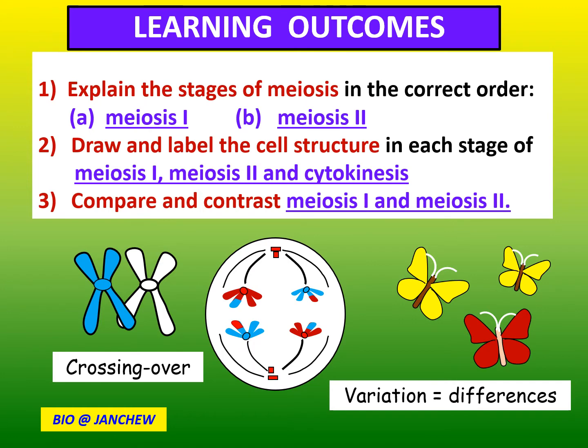The learning outcomes for this lesson are as follows. Firstly, after the lesson, we should be able to explain the stages of meiosis in the correct order. That is, we are going to discuss the stages of meiosis 1 and the events that occur in the different stages. And this is followed by meiosis 2. Secondly, we must be able to draw and label the cell structure in each stage of meiosis 1, meiosis 2, and then cytokinesis. And thirdly, we will compare and contrast meiosis 1 and meiosis 2.